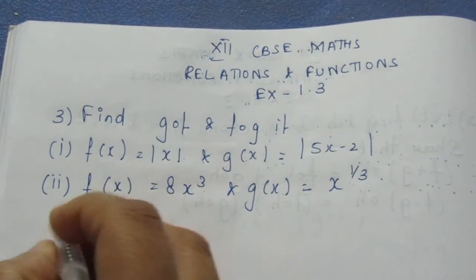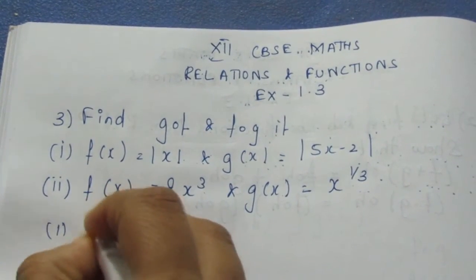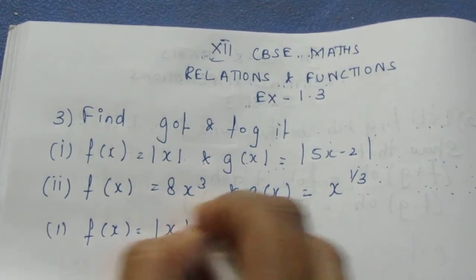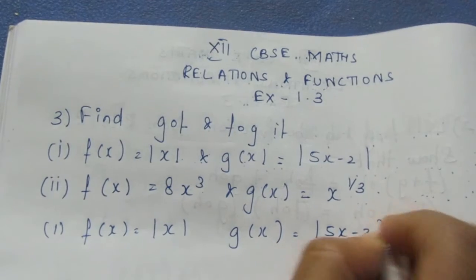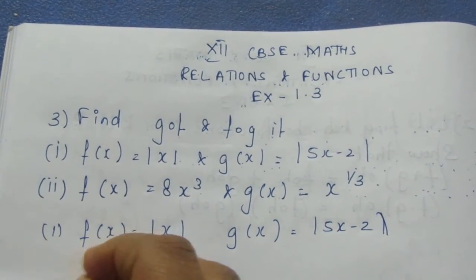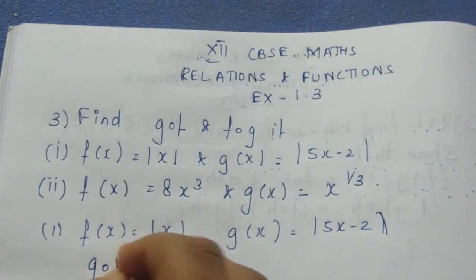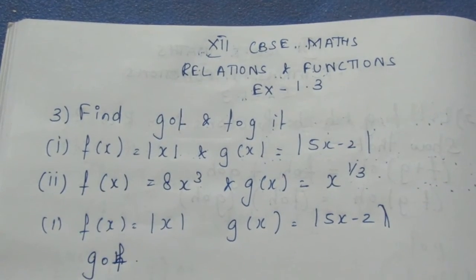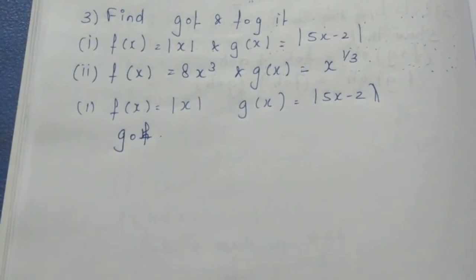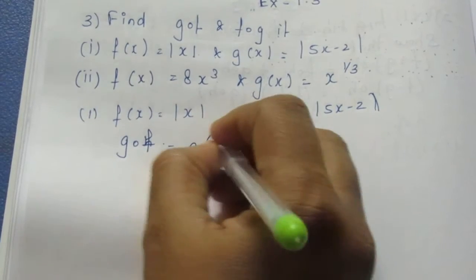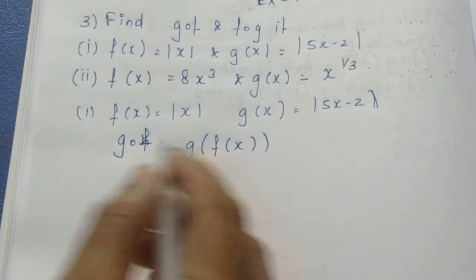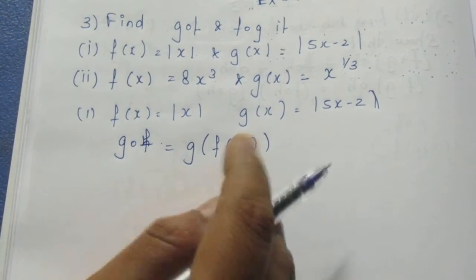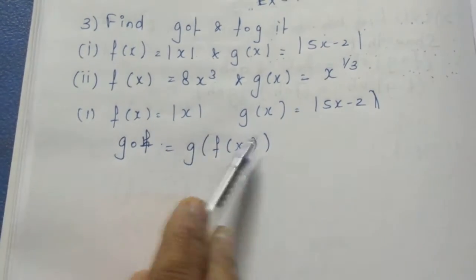Here we have f of x to be mod x and g of x as mod 5x minus 2. We need to find g composite f. g composite f can be written as g of f of x. Here the second one should be written as f of x. Let me explain.